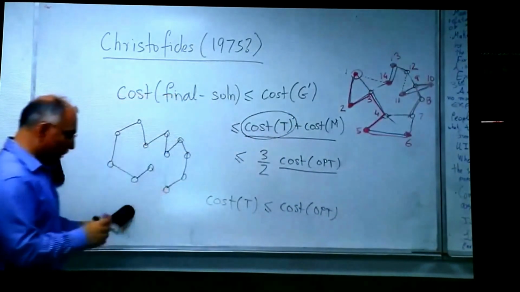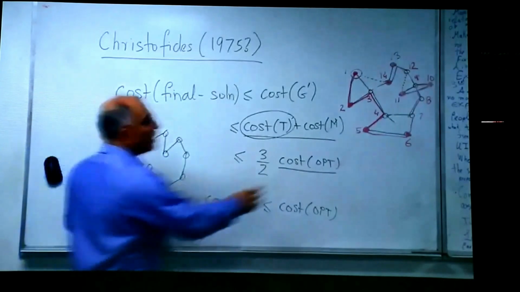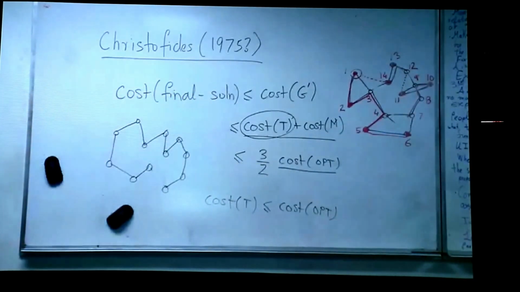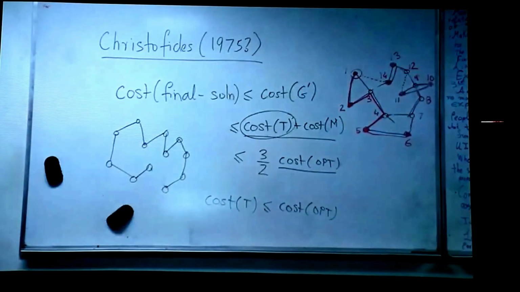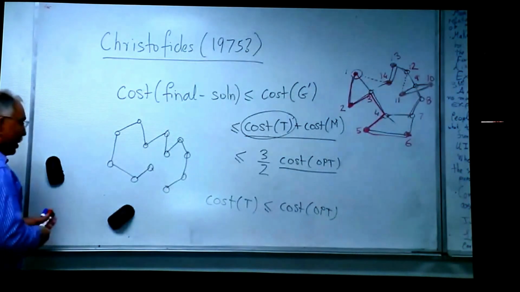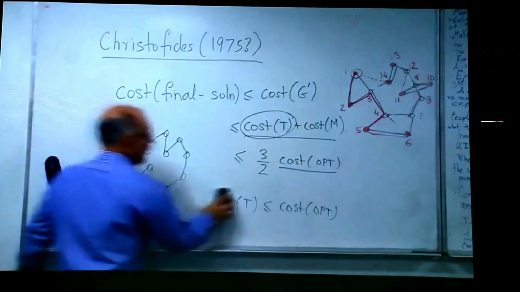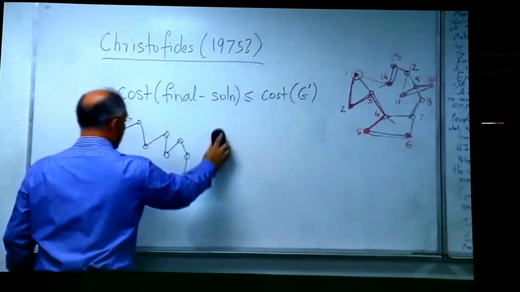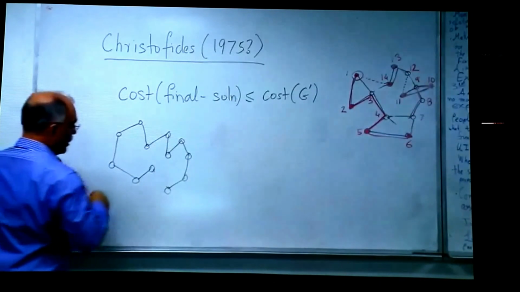So that allows us to say that this cost of T is certainly not more than the cost of opt, right? So the next step that we have to prove is how to bound the cost of this matching M. So we want to be able to prove that the cost of the matching M does not exceed half of opt. Okay, so let's talk about that next. So let's go back and think about this optimum tour.